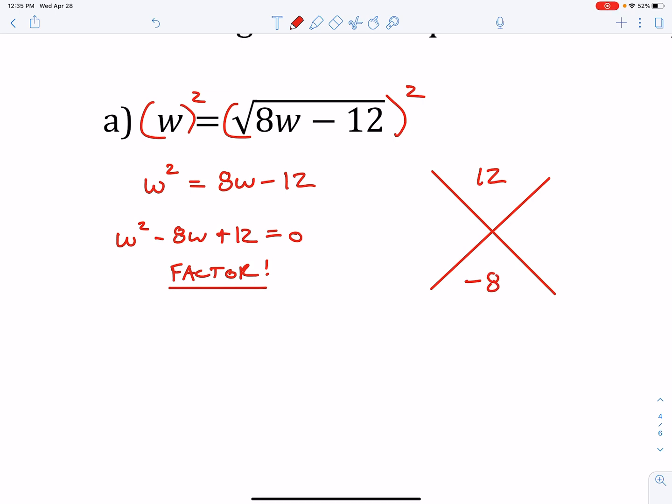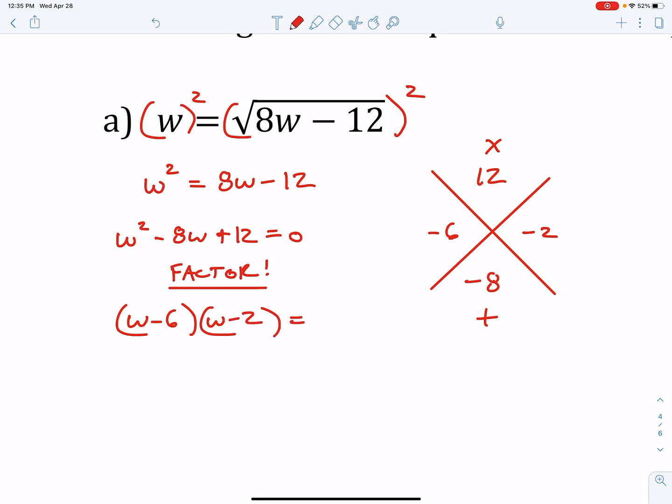You want to find two numbers that multiply to get you to 12, but when you add those same two numbers together, that gives you negative 8. If I do negative 6 and 2, it works out great. We'll have w minus 6, w minus 2 equals 0.